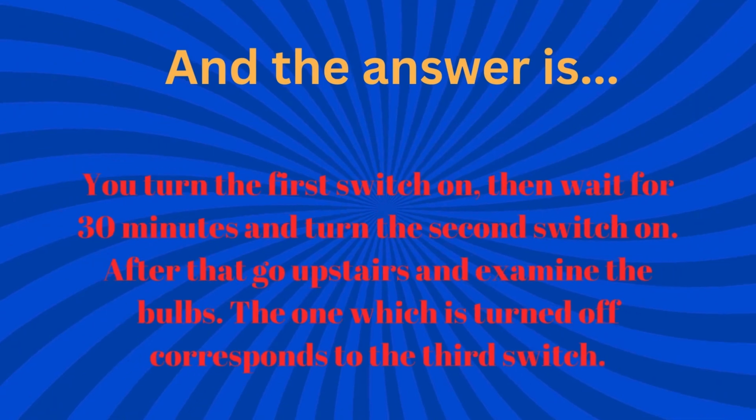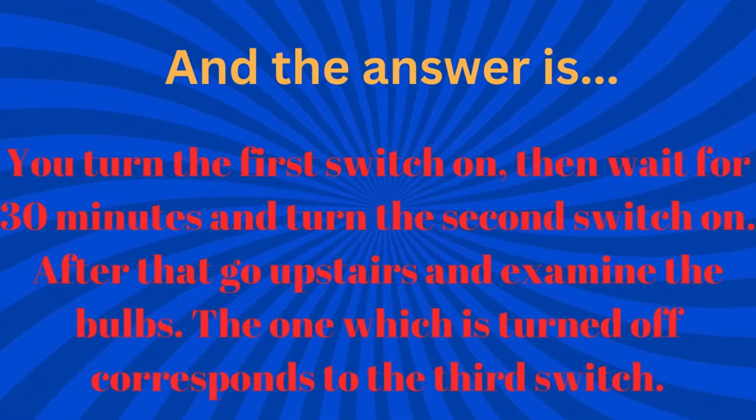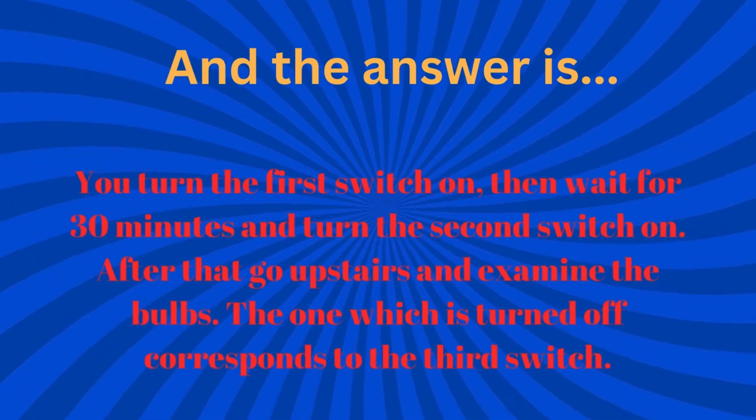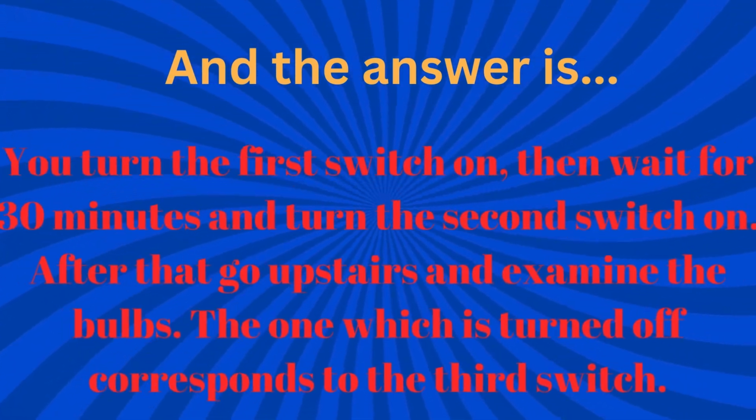And the answer is, you turn the first switch on, then wait for 30 minutes and turn the second switch on. After that, go upstairs and examine the bulbs. The one which is turned off corresponds to the third switch.